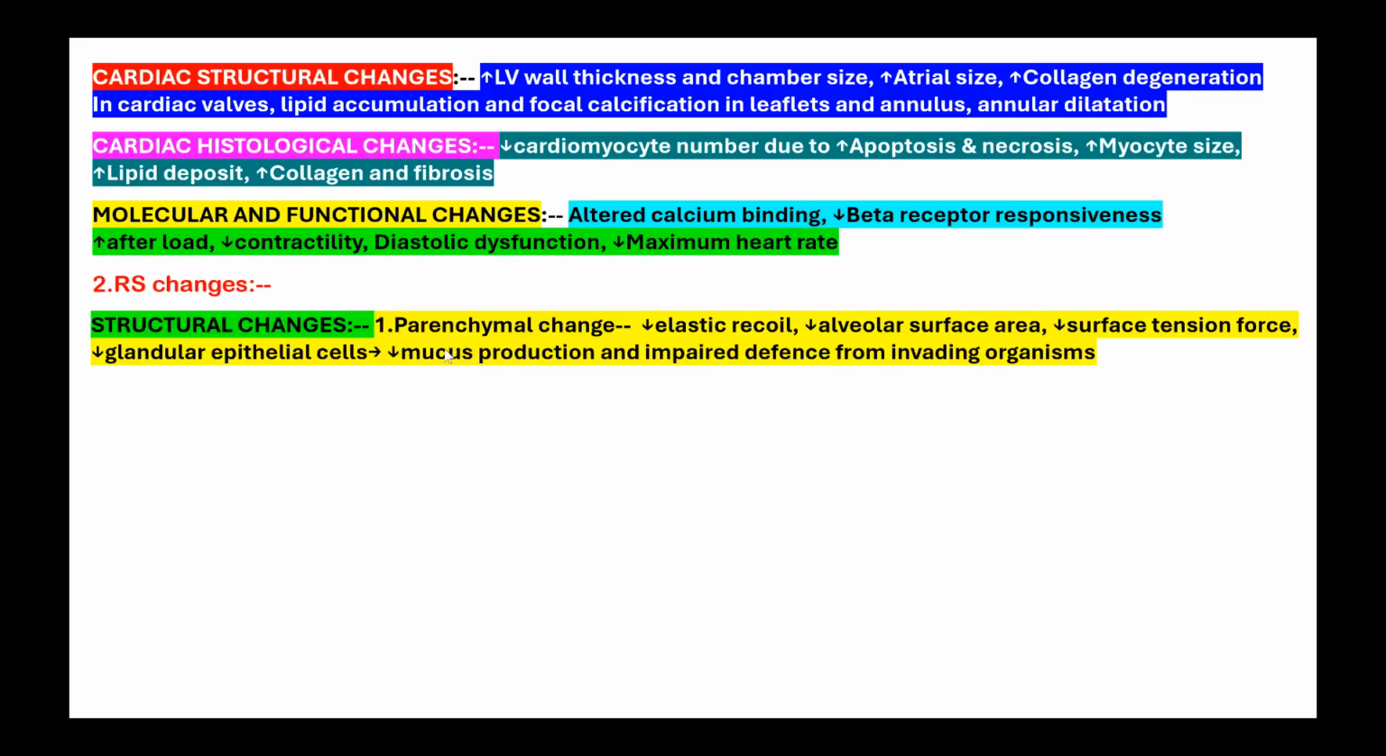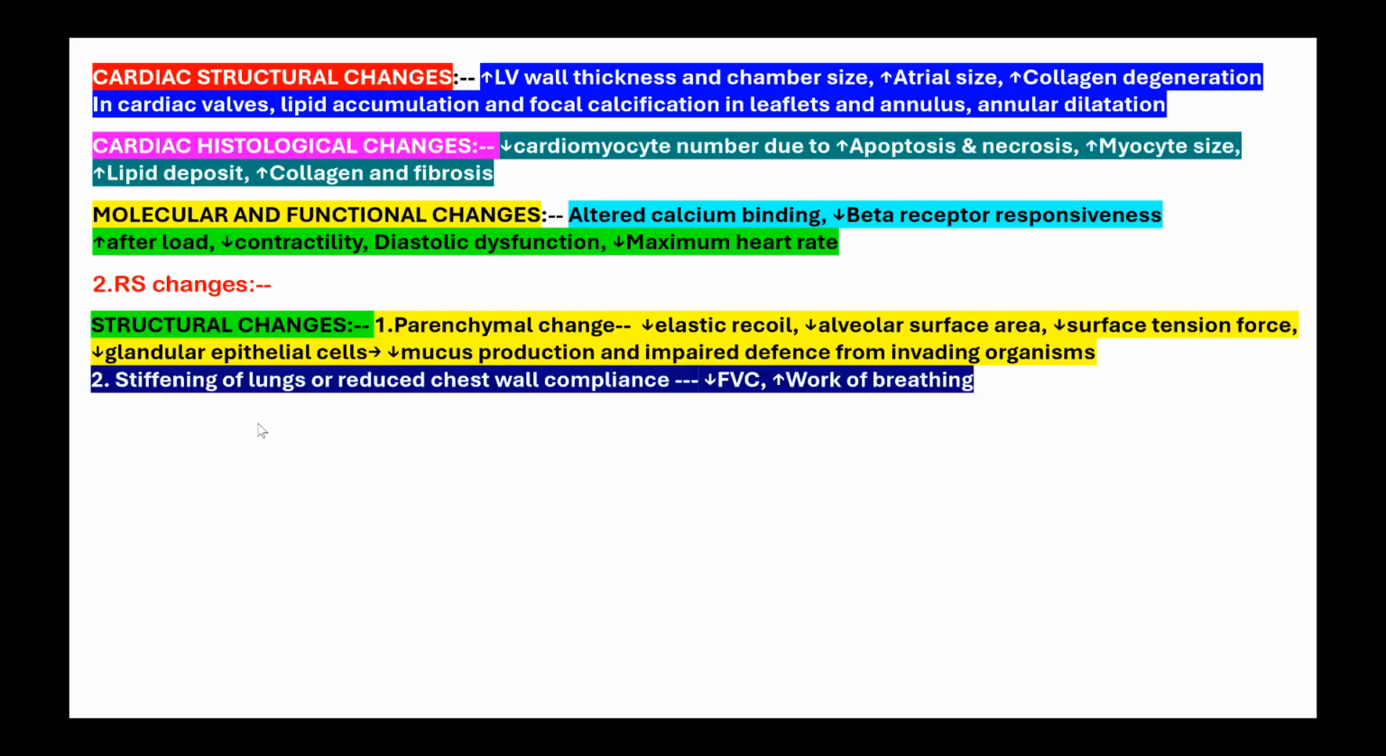So coming to the respiratory changes, the structural changes are parenchymal change due to loss of elastic recoil, decreased alveolar surface, decreased alveolar surface tension, decrease in glandular epithelial cells, decrease in mucus production, and impaired defense against invading organisms. Then there is stiffening of the lungs due to reduced chest wall compliance, which causes decrease in FRC and increase in work of breathing. There are weak respiratory muscles and flattening of the diaphragm, which results in decrease in FRC and increase in closing capacity.